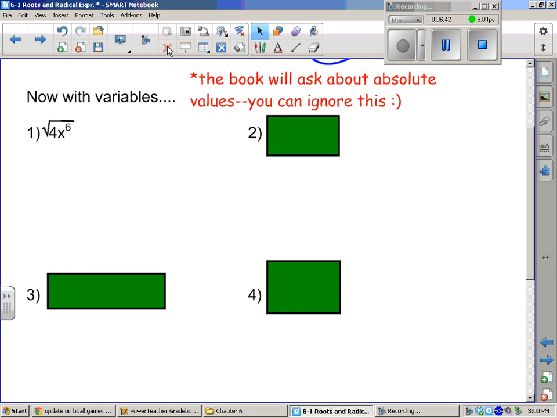So, okay, here we go. Square root of 4, and then it's x to the 6. So the first thing that we would like you to do is to split up the numbers and the variables. So we'll work with them separately. So square root of 4, that's easy. We know that. That's 2.